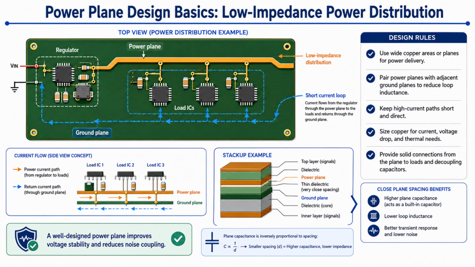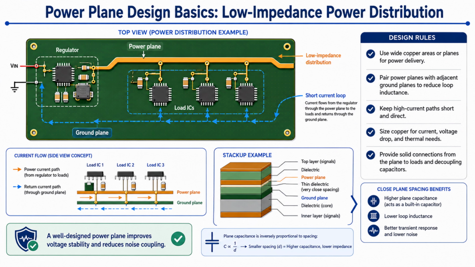The return current flows back through the ground plane, creating a controlled current loop. When power and ground planes are close together, the loop inductance becomes smaller. That improves transient response and helps keep the supply voltage stable when ICs suddenly demand current. Wide copper, short current paths, and strong connections to decoupling capacitors all matter.